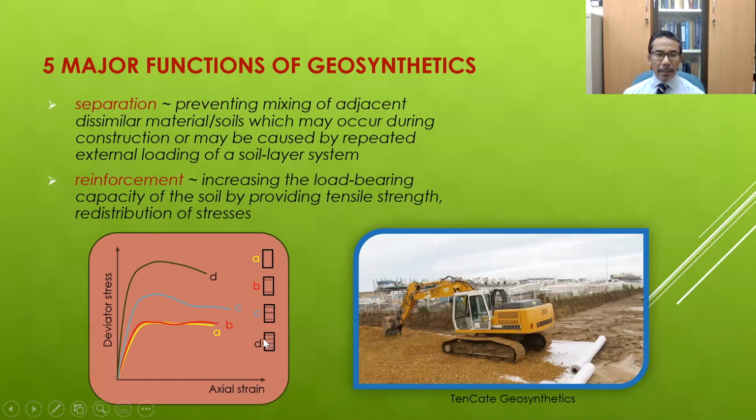For sample D, one reinforcement element is placed slightly below the top surface, another one placed slightly above the bottom surface, and then an additional 2 reinforcement elements are placed in the middle of the sample. Right.